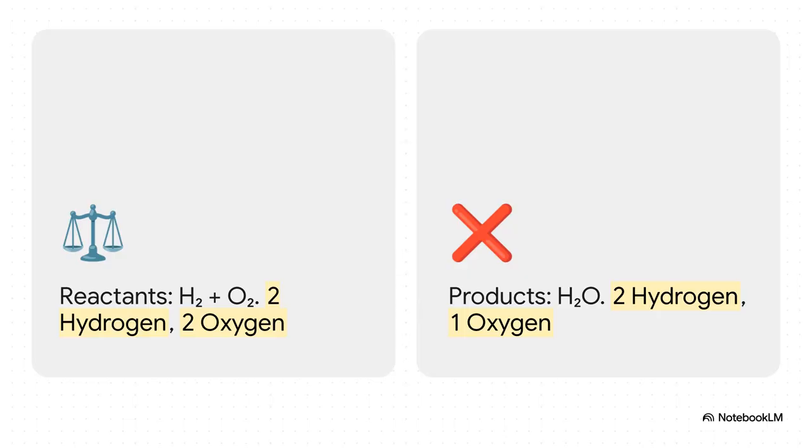So let's look at a classic example, making water. Our reactants are hydrogen, H2, and oxygen, O2. Let's count the atoms. We start with 2 hydrogens and 2 oxygens on the left. But look at the product on the right, H2O. That's 2 hydrogens, but only 1 oxygen. So where did the other oxygen atom go? It can't just vanish into thin air. This equation is broken, it's unbalanced, and it violates that fundamental law.